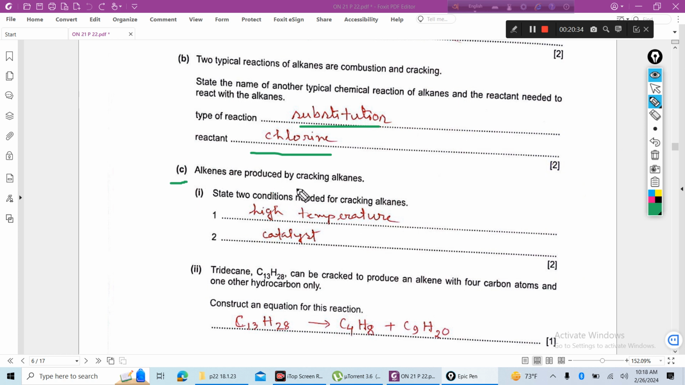Number C, alkenes are produced by cracking alkanes. State 2 conditions needed for cracking. For cracking, high temperature is needed and a catalyst is also needed. High temperature and catalyst are needed for cracking.